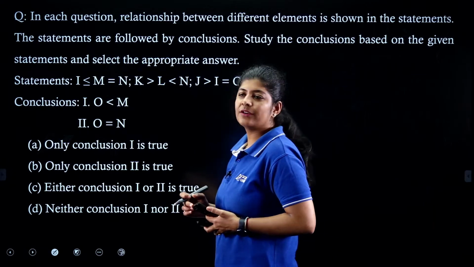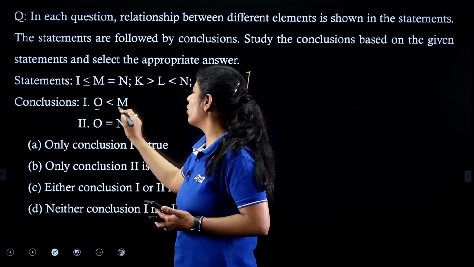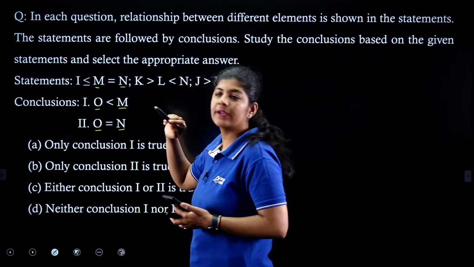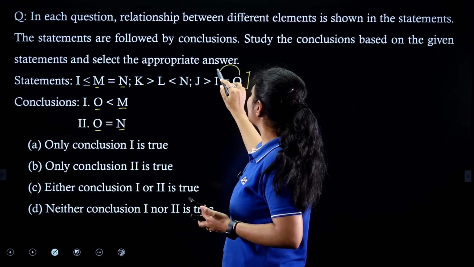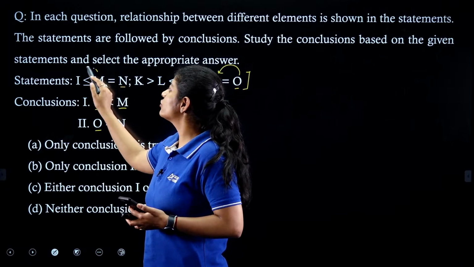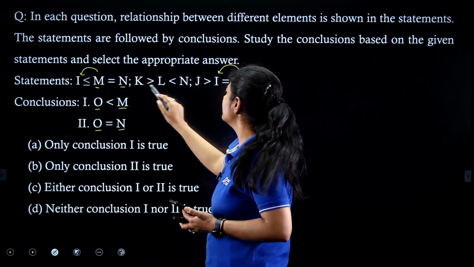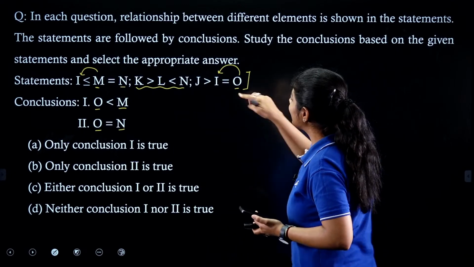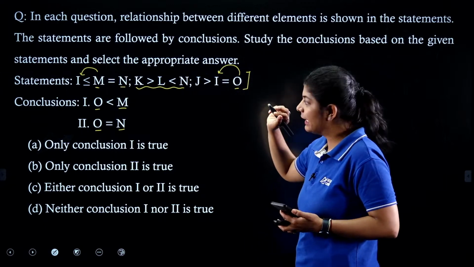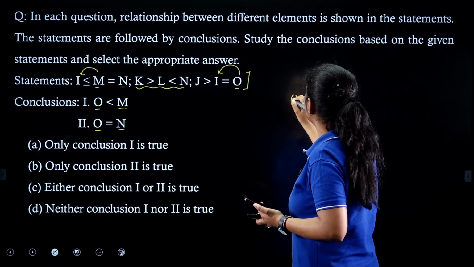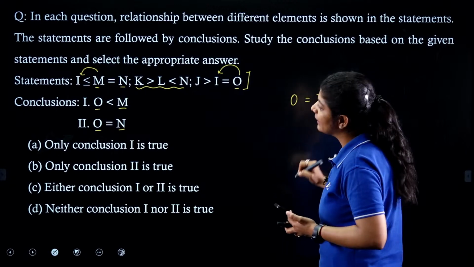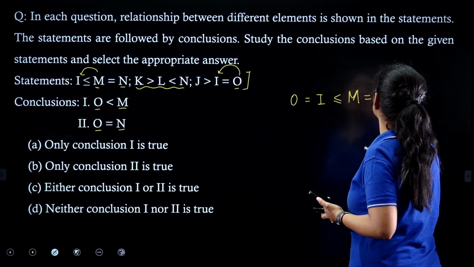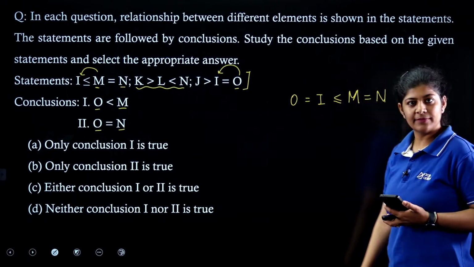So in the conclusion I am having O, M, O, N. Where is O? Over here, and where are M and N? Over here. So this O is also connected with I, and these M and N are also connected with I. So there's no point to check this, just merge the statements. How can I write? Here I can see that I is equal to O, right? So I'll start with O. O is equal to I, right? I is less than or equal to N, and M is equal to N. This is what we are having, right?